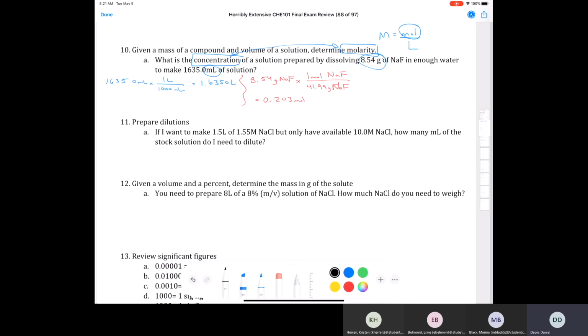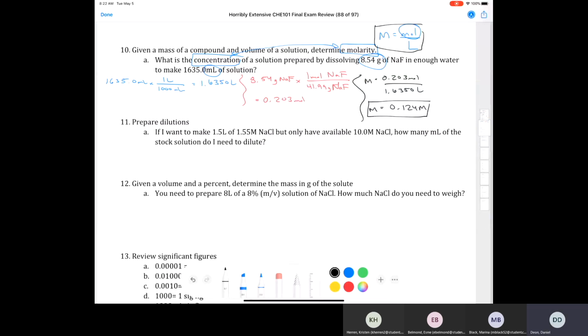And then to calculate the molarity, we just use this formula up here. So our molarity is going to be equal to the number of moles, 0.203 moles. So we're going to have 3 sig figs in our final answer, 6,350 liters. And our molarity should be equal to 0.124 molar. And there you have it, folks.